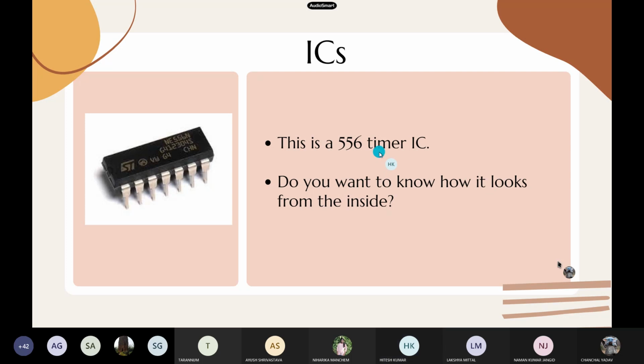We will learn more about timer ICs in our subsequent workshop. Please watch them also. So do you want to know how an IC looks from inside?